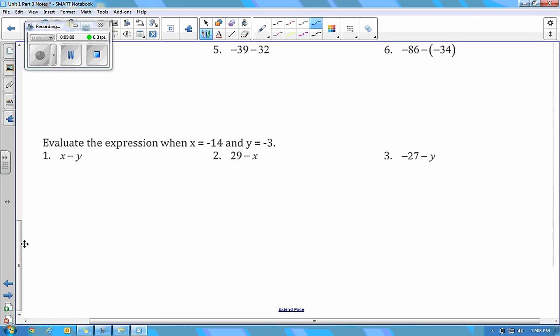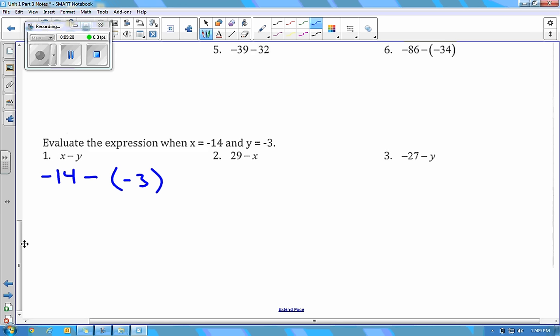Moving down. Now it says evaluate the expression with x equals -4 and y equals -3. Okay, so again, we're just plugging in those values and solving from there. So for the first one, I plug in -4 for x minus I plug in -3 for y.